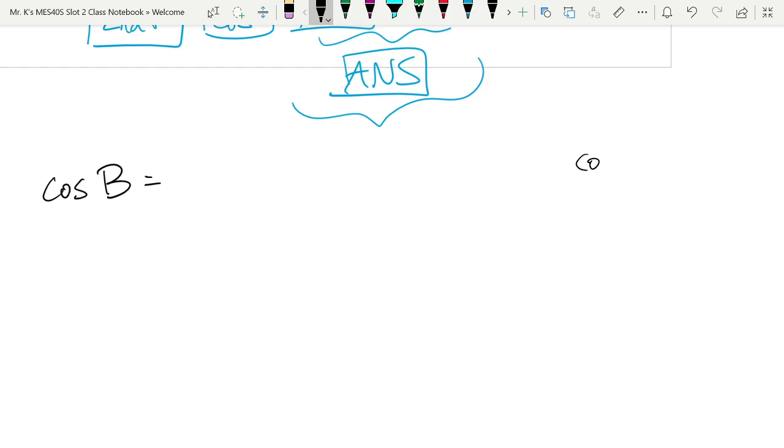I would never bother to use the cosine law for the other third angle. There's a much easier approach. What is it? I'm just going to use the 180 rule. So angle A plus angle B plus angle C should be 180. So what was angle A again? Angle A was 36.58.